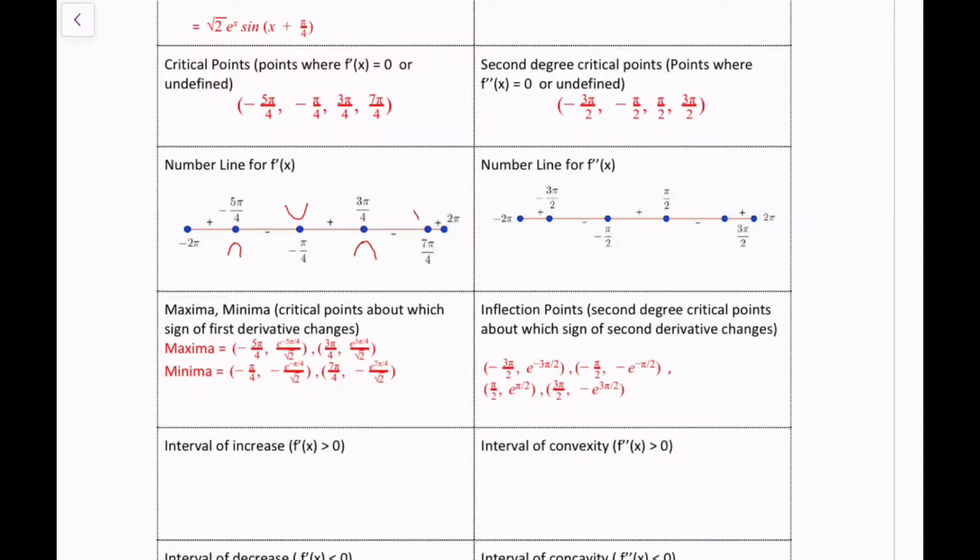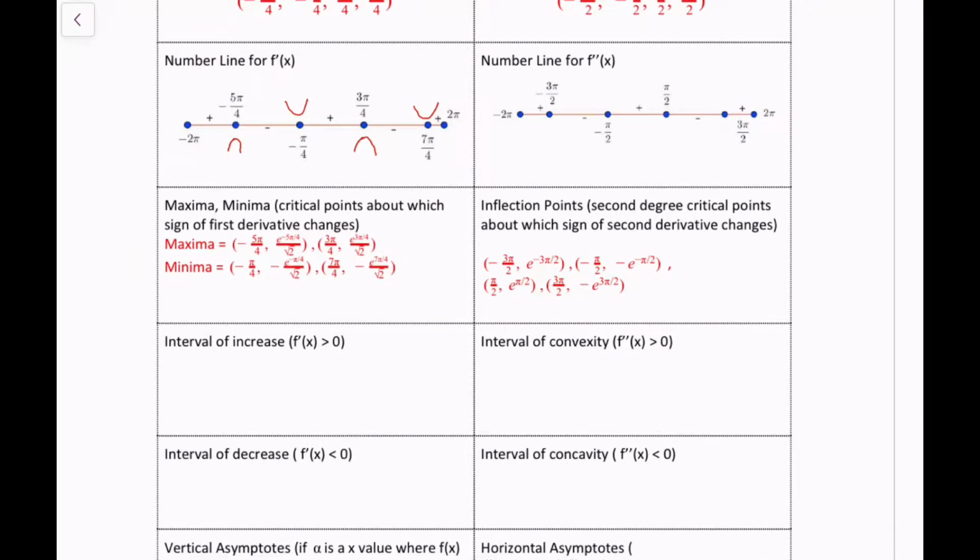and we figured out that this number line for f prime x and f double prime x can be a very handy tool for reading off information to draw the final graph. For example, we can talk about the interval of increase, or where the function is increasing. That's the place where you would have the first derivative positive, right? So let's look at the number line of first derivative.